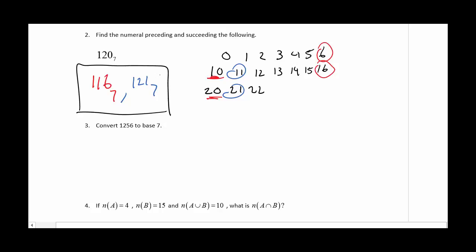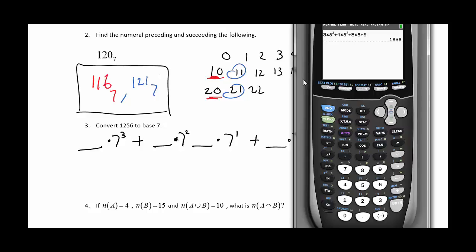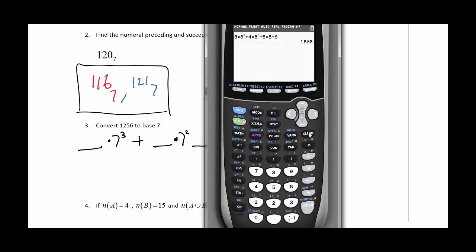Okay, number 3, convert 1,256 to base 7. So what I want to do is set up several blank spaces here that I'm going to come in and fill in. What I want to start with is the highest exponent of 7 that I can get to go into 1256. So let me get my calculator over here.